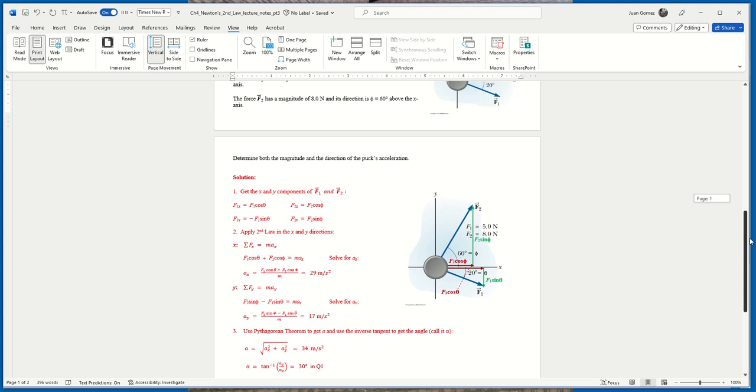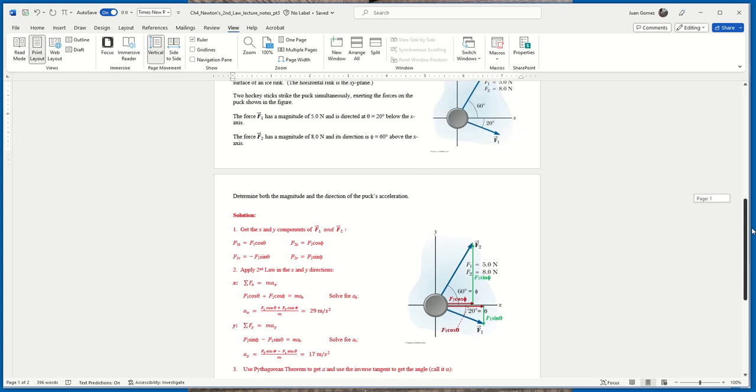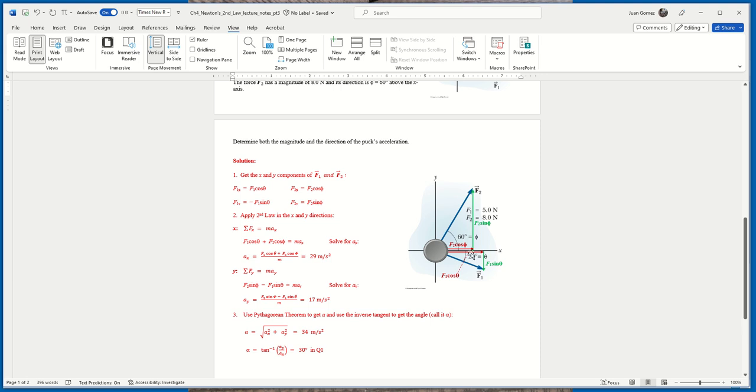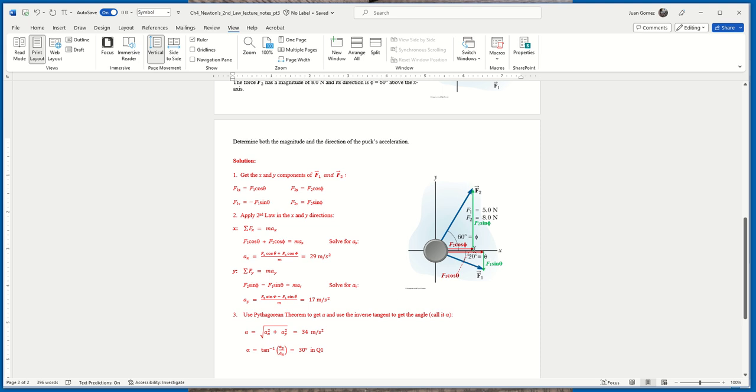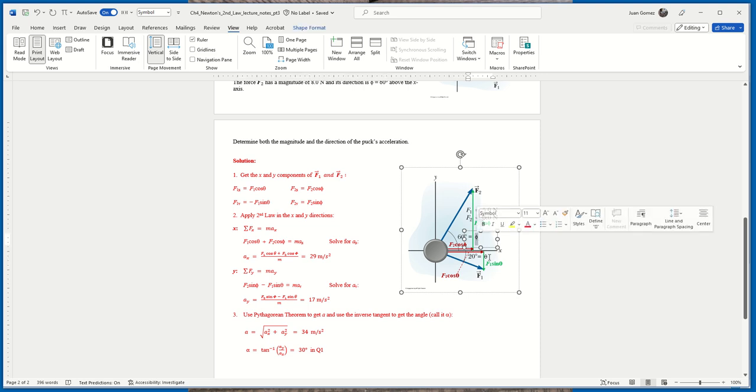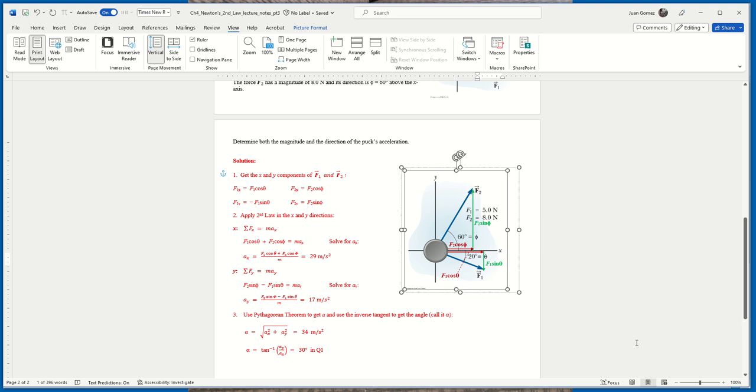Down here in my solution, I'm going to go ahead and do the components. Let's look at F1. I'm going to call the 20 degree angle theta. For F2, I'm going to call the 60 degree angle phi. That's the Greek letter phi, and that's the Greek letter theta. So F1 makes an angle of theta with respect to the x-axis. From the given information, F1 is in Q4.